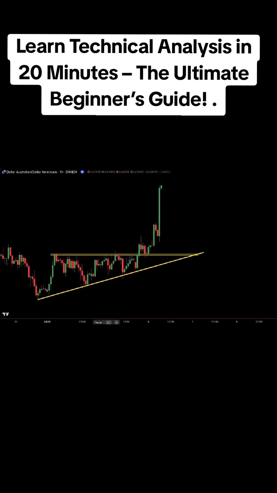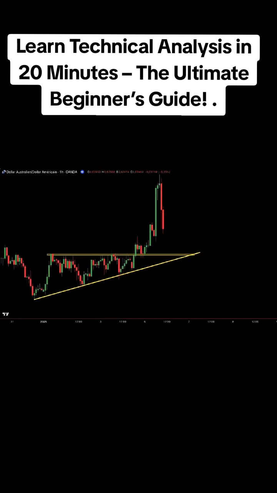Ascending triangles are often called continuation patterns, since price will typically break out in the same direction as the trend that was in place just prior to the triangle forming.